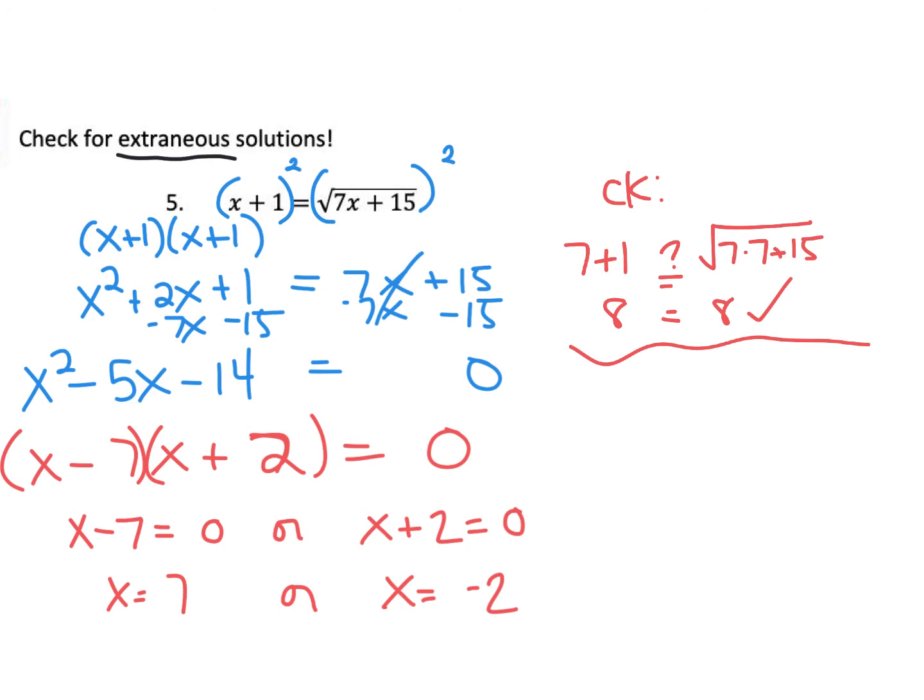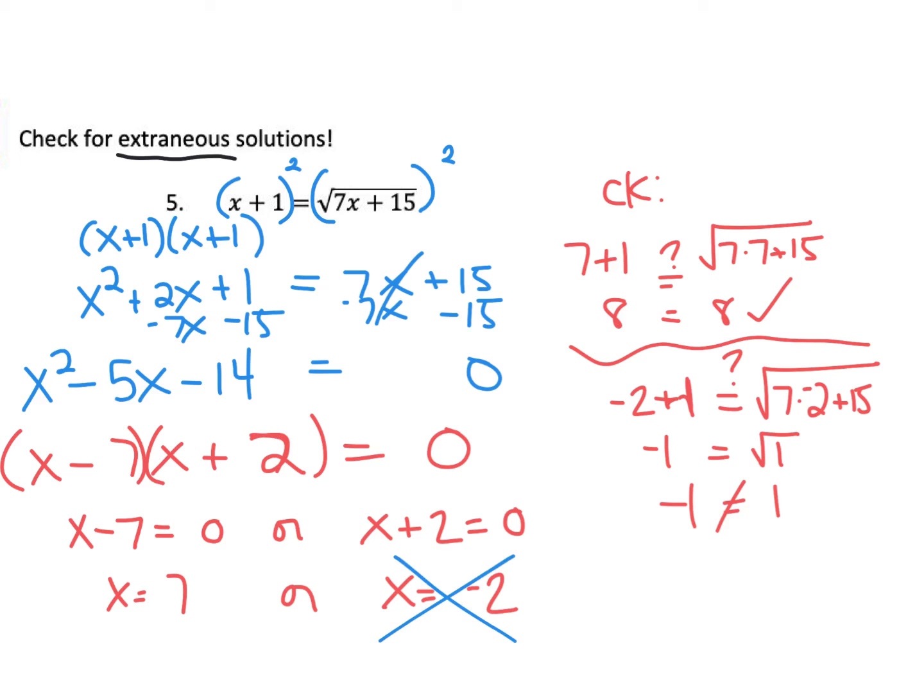Then I'm going to try negative 2. So negative 2 plus 1. Well, that's going to be negative 1. Does that equal the square root of 7 times negative 2 plus 15? 7 times negative 2 is negative 14, plus 15 would be 1, and the square root of 1 is 1. Negative 1 does not equal 1, so this one is extraneous. So I'm going to cross this one out, and my only answer here would be x equals 7.